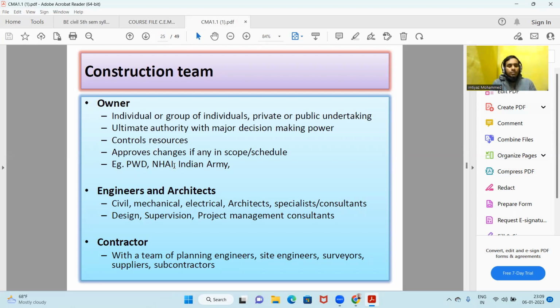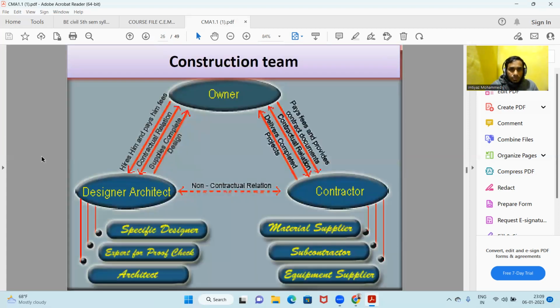Then comes the engineers and architects. Engineers and architects comprise civil, mechanical, electrical architects, specialists or consultants. Then you have consultants in the form of design consultants, supervision consultants, and project management. Then we have the contractor. The contractor is a big team of planning engineers, site engineers, surveyors, and subcontractors for different kinds of building works.